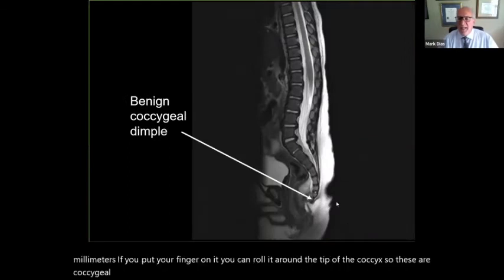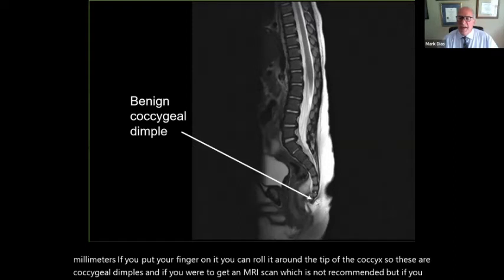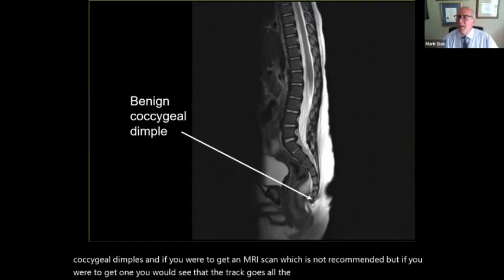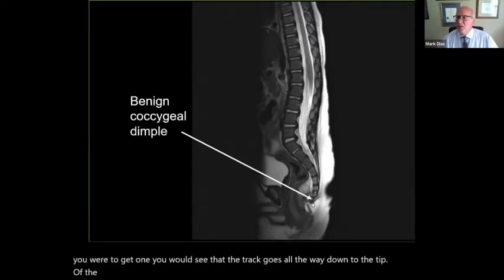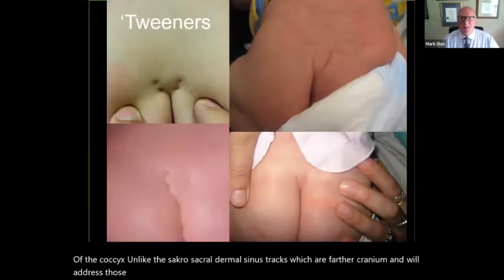And if you were to get an MRI scan, which is not recommended, but if you were to get one, you would see that the tract goes all the way down to the tip of the coccyx, unlike the sacral dermal sinus tracts, which are farther cranial. And we'll address those in a second. Just a little brief note.